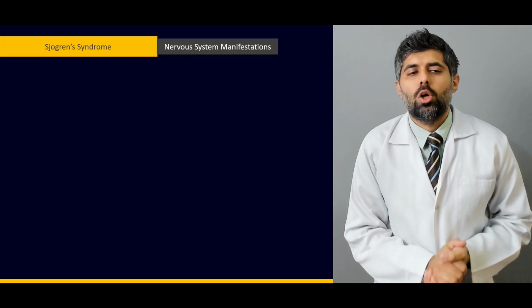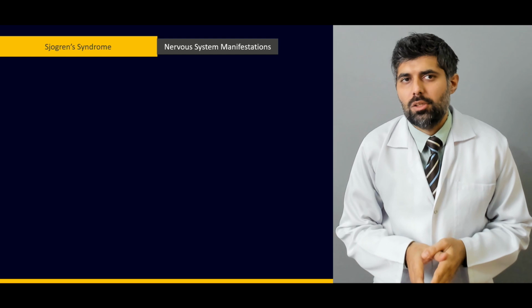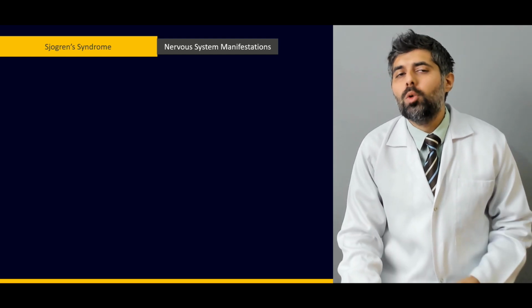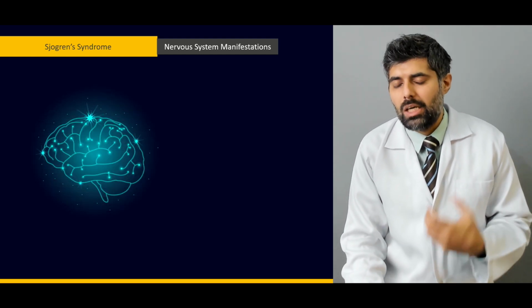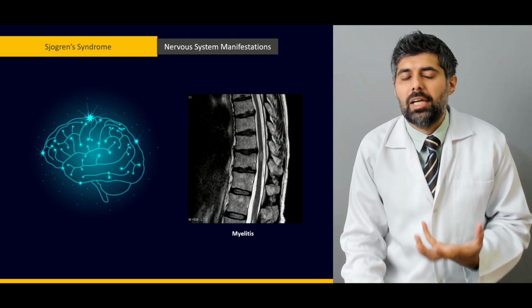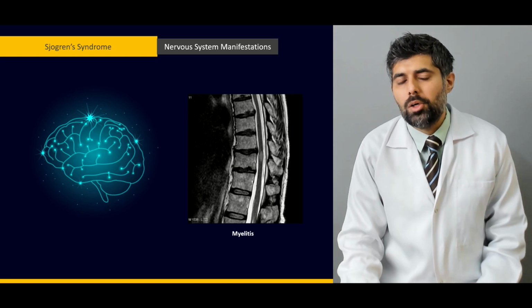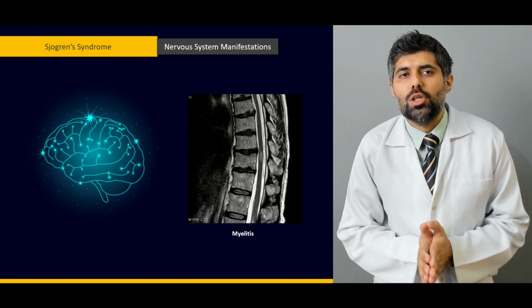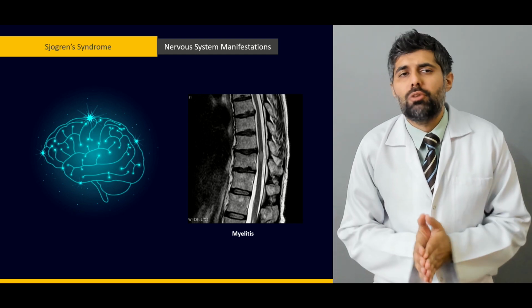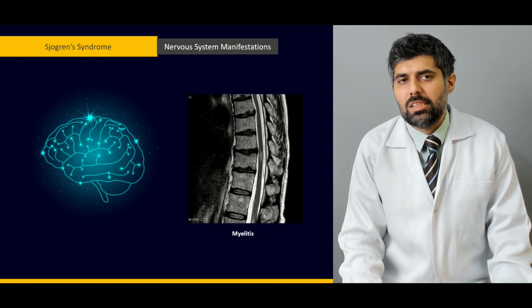Next, we're going to talk about Sjogren syndrome and its nervous system manifestations. Usually, the only nervous system manifestation that we find in a patient with Sjogren syndrome is myelitis, that is, the inflammation of the spinal cord. And this usually results in symptomology ranging from hemiplegia to simple mild discomfort.